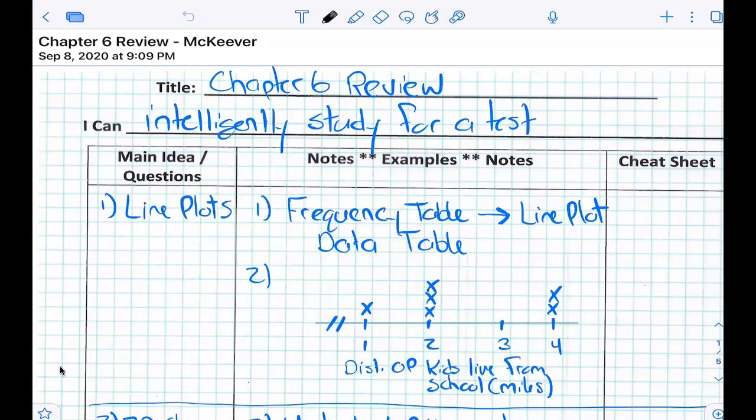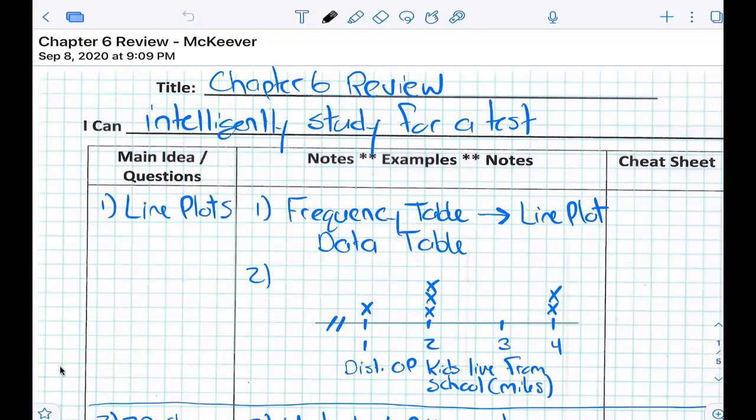All right, so Chapter 6 Review, can you intelligently study for a test? Yes. Intelligently studying means that you study the things more that you struggle with, right? You look over everything, you make a note card, you look at your cheat walls, you look at your notes, you do the review, you do some practice problems, you look at your assignments. So many different things you can do, right? But you focus on the things that were really hard for you, yes?